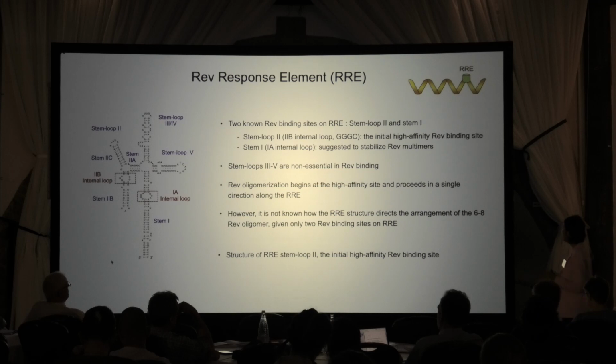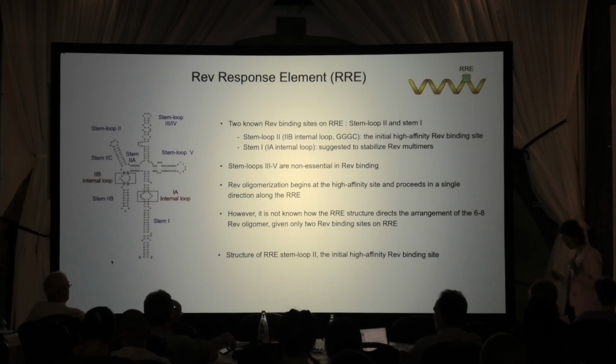However, it is not known how the RRE structure directs the arrangement of the 6 to 8 copies of Rev oligomer, given that there are only two Rev binding sites. So to better understand the mechanism of how RRE interacts with Rev, we show the structure of stem loop 2.